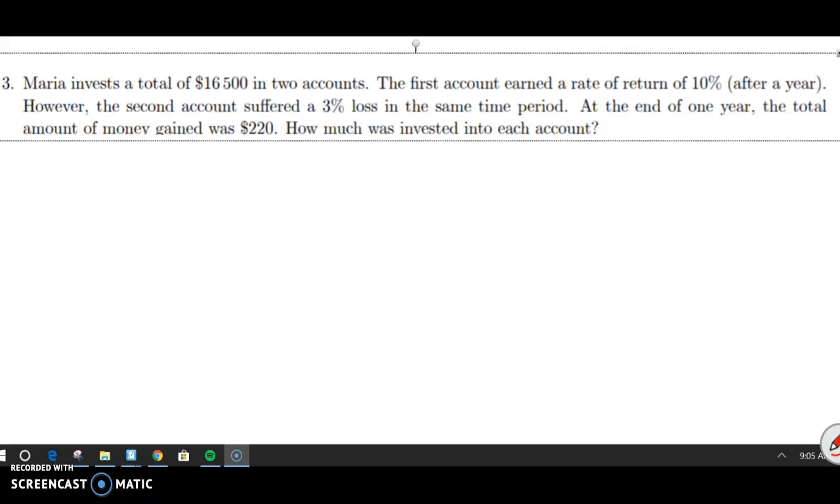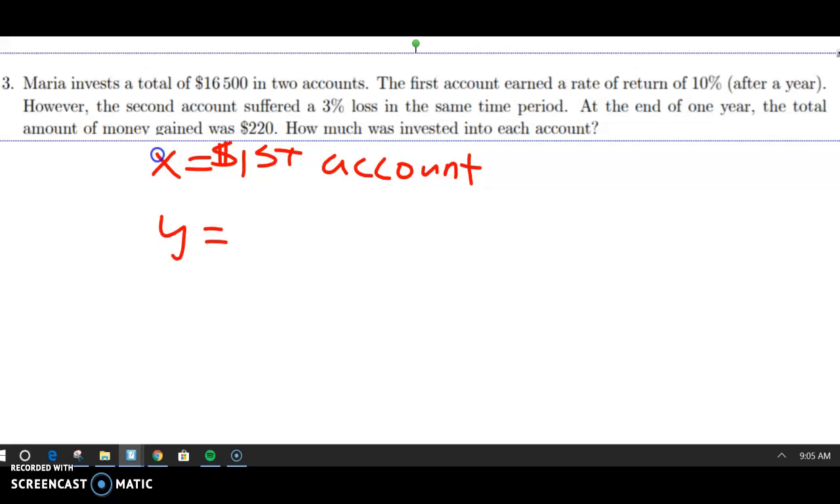All right, so the first thing you need to do on this is go ahead and define your variables. In this case, I'm going to call X my first account. And it's going to be an amount of money, so I'm just going to put money to remind myself that it is the money in that account. And Y, I'm going to put my second account. It is again an amount of money, so I'm going to put money in there.